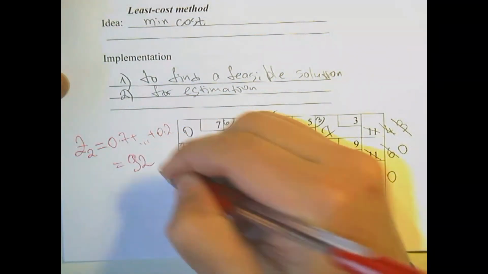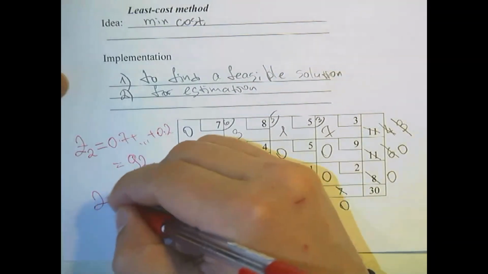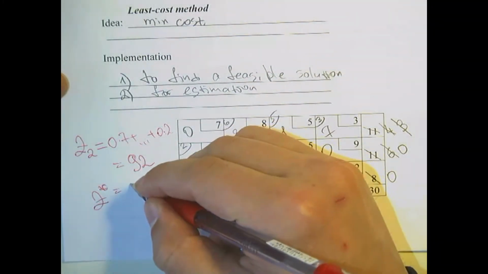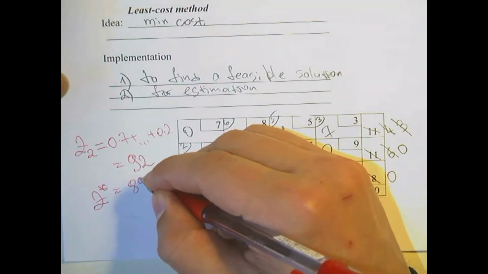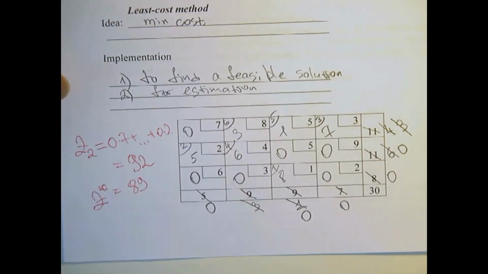So, as a result we will get 92, and I remind you that the optimal solution is the one which brings the transportation cost of 89. This is the evidence that the least cost method does not guarantee optimality. In this case, the least cost method brings a solution with a transportation cost which is bigger than the transportation cost for the optimal solution.